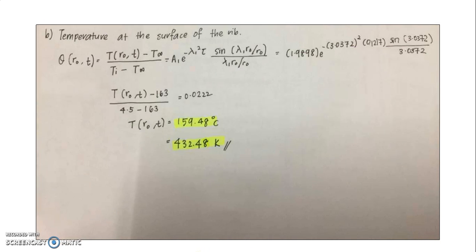For part B, we are supposed to find the temperature at the surface of the rib. Since we know the temperatures and the values of A, lambda, tau, and radius, we can calculate directly the temperature of the surface, which is 159.48 degrees Celsius, and to convert this to Kelvin, we add 273. Then we will get the final temperature at the surface of the rib to be 432.48 Kelvin.